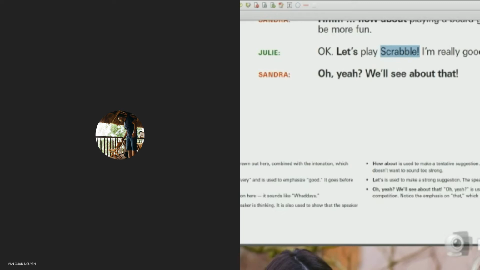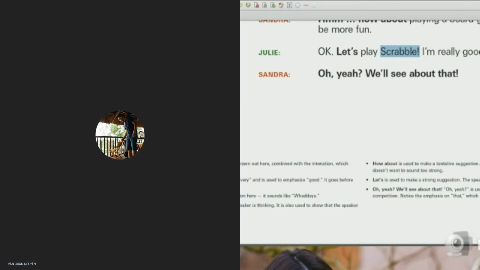Next, "I'm really good at." "Really" means "very" and is used to emphasize "good." It goes before the adjective. So "really good" means "very good." The same as in the previous dialogue: "really excited" means "very excited."